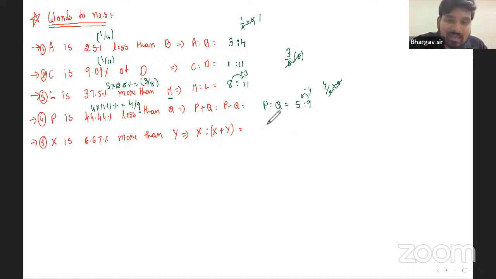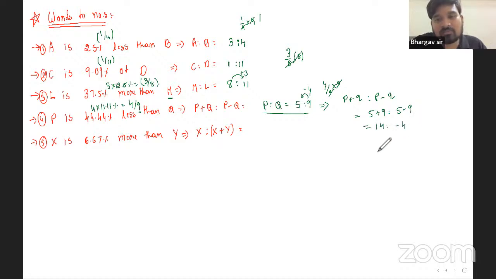Now I didn't ask you what is P is to Q, but I asked you P plus Q is to P minus Q. Now what will you do? It implies P plus Q is to P minus Q. You can write it as P plus Q is 5 plus 9, P minus Q is 5 minus 9, 14 is to minus 4, 7 is to minus 2. So you will get this negative here. Ratio is negative. Ratio can be negative.